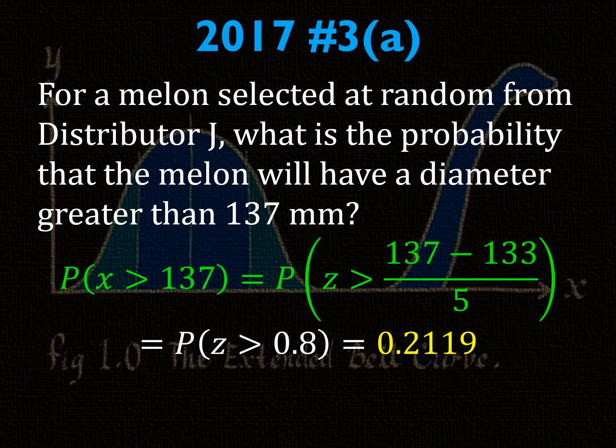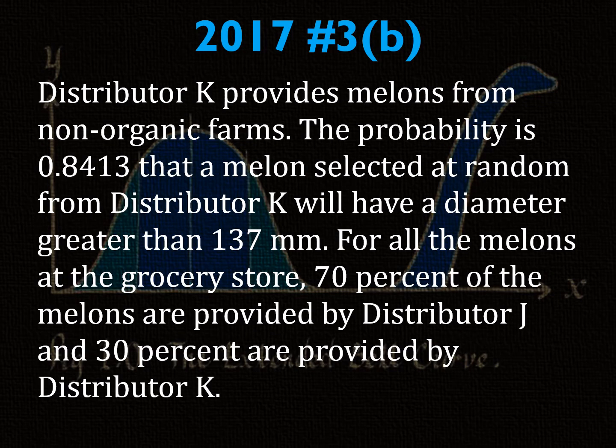And you want to know the probability of getting a z-score greater than 0.8, which is the 137 millimeter wide melon. That corresponds to a probability of 0.2119. So you can use normal CDF with the area greater than 137 with a mean of 133 and a standard deviation of 5.